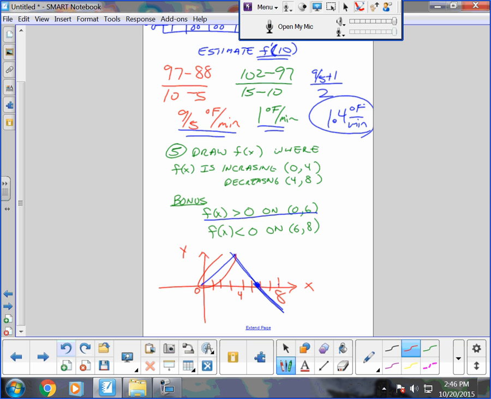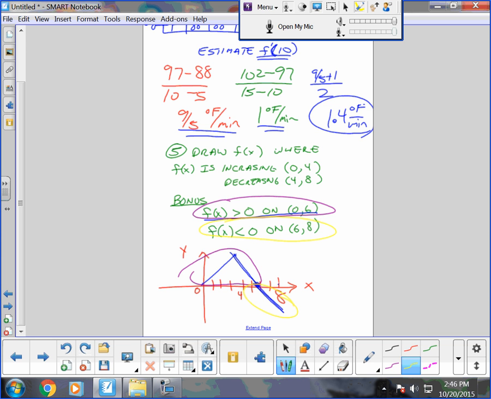Do you guys see why this is increasing? Right? That is this. Do you guys see when you look at the graph, 4 to 8 is decreasing. That is that. But the bonus part was this. I wanted it positive 0 to 6. That's the part where f of x is above the x-axis, 0 to 6. You guys agree? It has nothing to do with increasing, decreasing. And then I said, hey, from 6 to 8, I want it to be less than 0. All right, that should make sense to us.